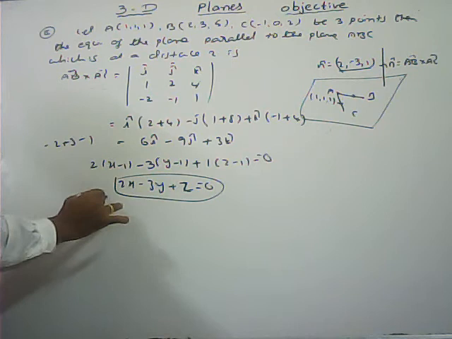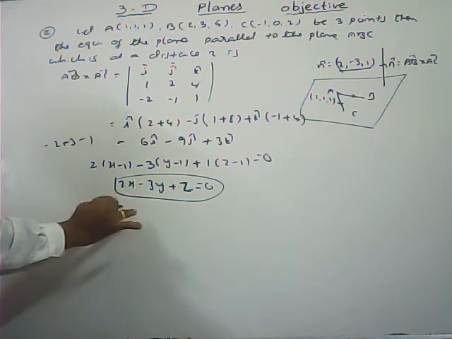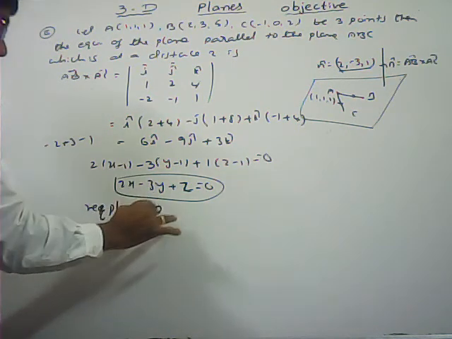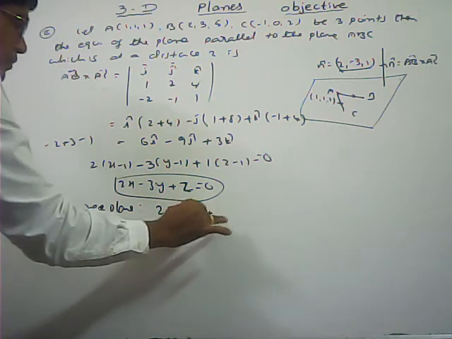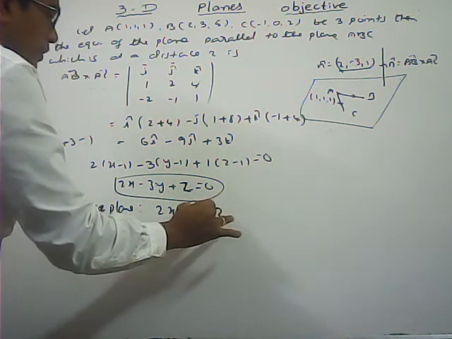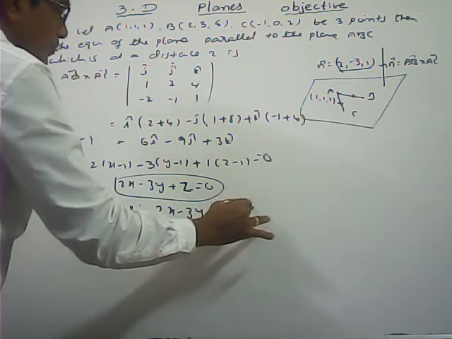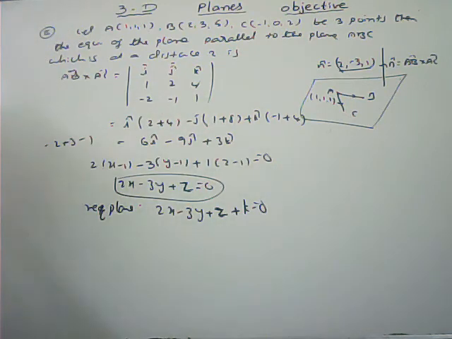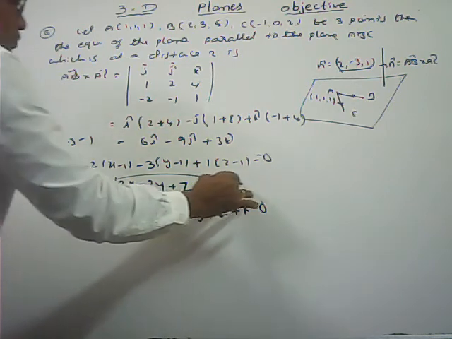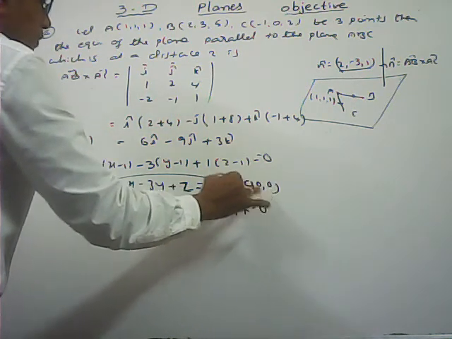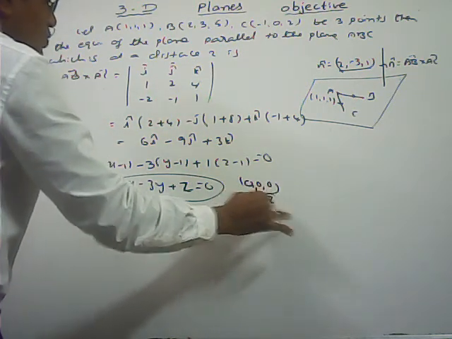Required plane equation. If two planes are parallel, they differ by only the constant term. So the plane is 2x minus 3y plus z plus k equals 0. And the perpendicular distance from the origin to this plane is given as 2.